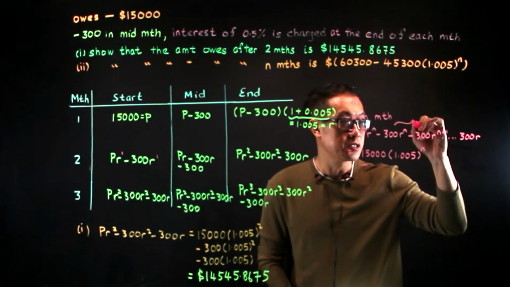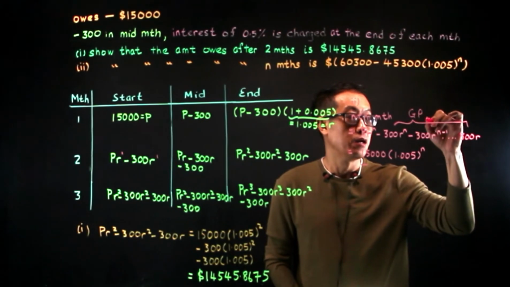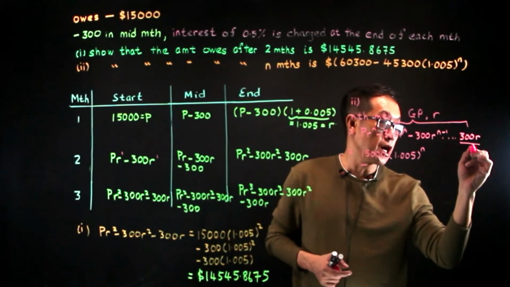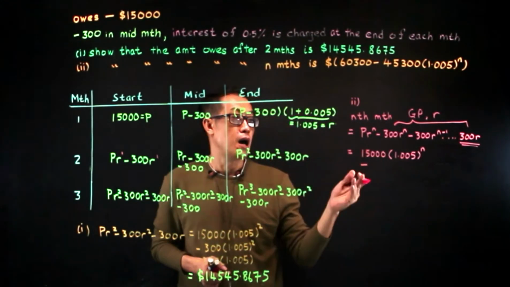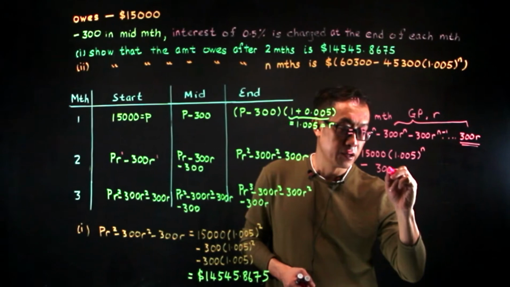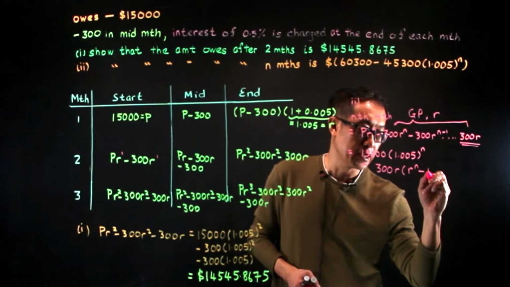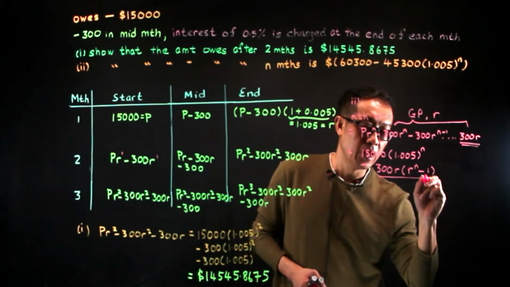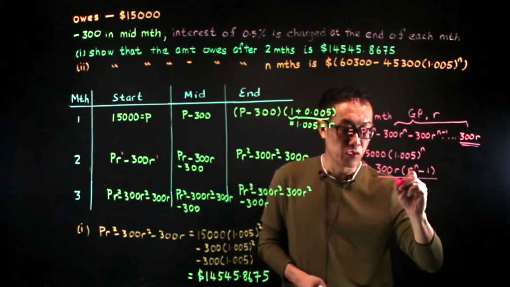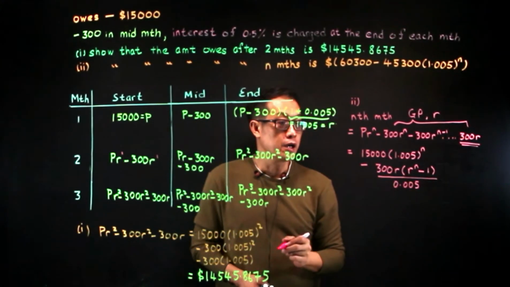What is this part? You can see there's a pattern here. This is a GP, all right, with ratio R and first term 300 R. So you just substitute into the formula: 300R into R to the power of n minus 1, over R minus 1. Now R is 1.005, so R minus 1 will be 0.005.